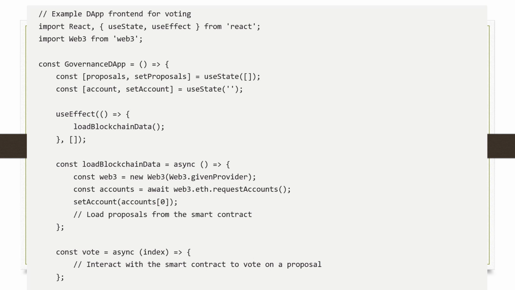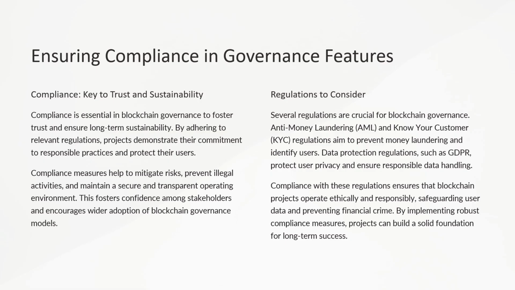So this is the code. It enables users to view proposals and vote on them directly from the application interface. So this is the very basic code. We have already seen these parts and you can easily understand this.